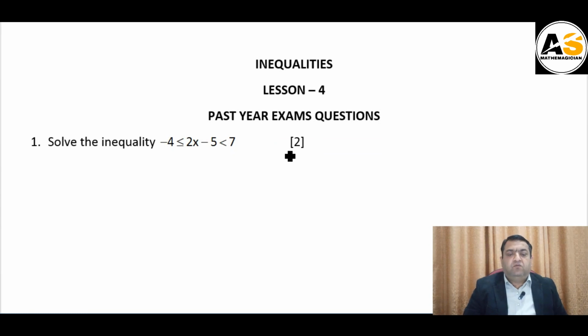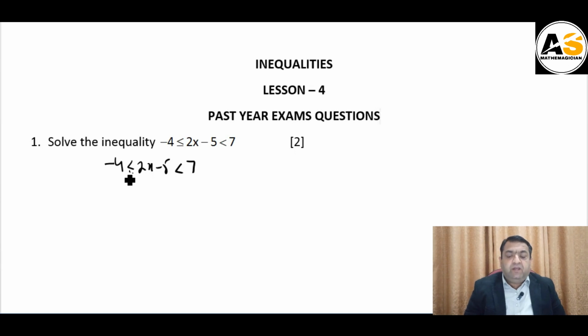Inequalities lesson number 4, past year exam questions. First question is very simple. We have to solve a linear inequality in one variable. The linear inequality is minus 4 is less than or equal to 2x minus 5 is less than 7.